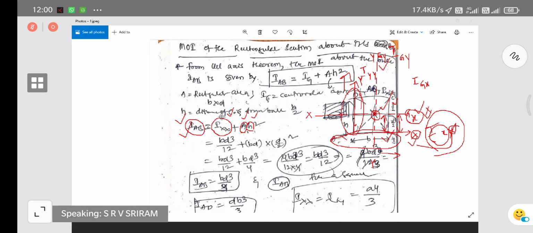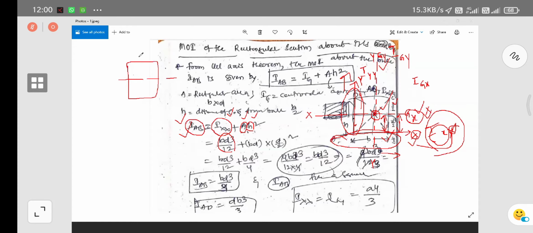The moment of inertia of the rectangular section about the central axis is bd cubed by 12. How is it bd cubed by 12? We have already derived this. I took a rectangular section, and afterwards I found the centroid, and drew the central axis after finding the centroid. How do we find the centroid here? By drawing the diagonals, I get the centroid.